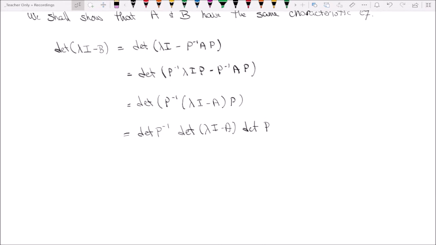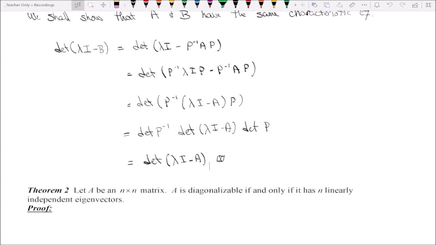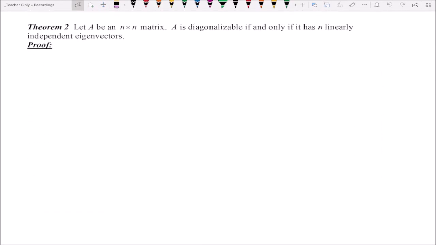The determinant of P inverse is 1 over the determinant of P. So we wind up with the determinant of lambda I minus A, as desired. Let A be an n by n matrix. A is diagonalizable if and only if it has n linearly independent eigenvectors.